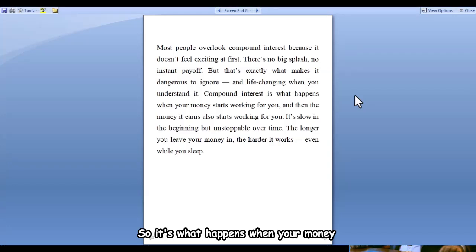Compound interest is what happens when your money starts working for you, and then the money it's earned also starts working for you. So it's slow in the beginning but unstoppable over time. The longer you leave your money in, the harder it works, even while you sleep. So now let's go to the next page.